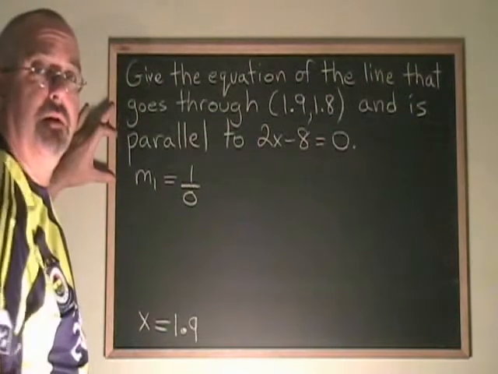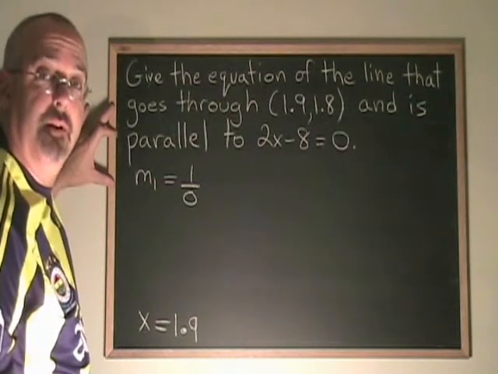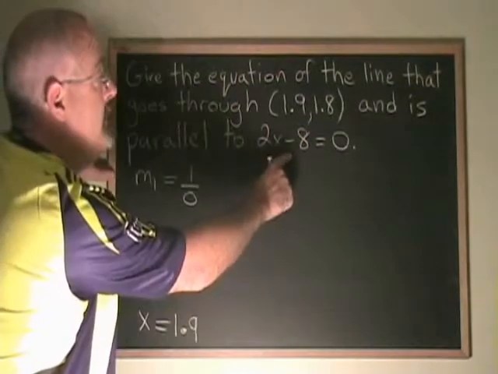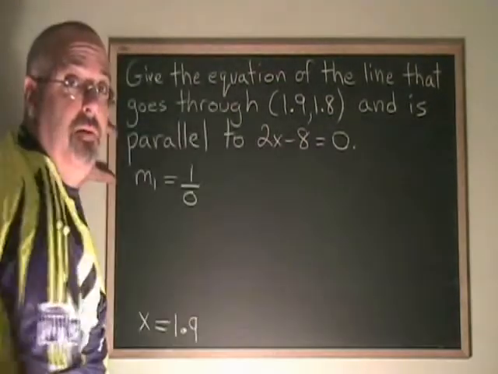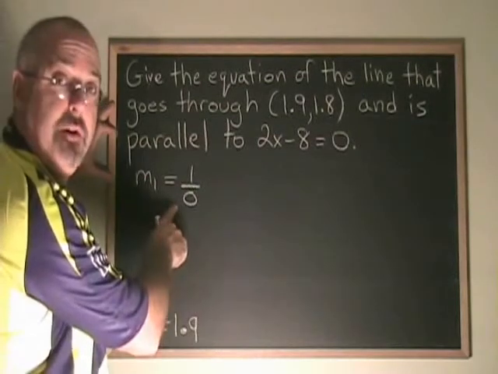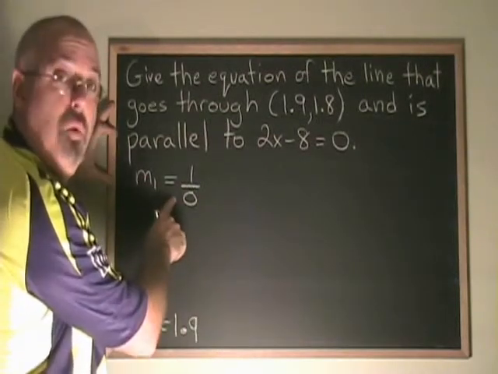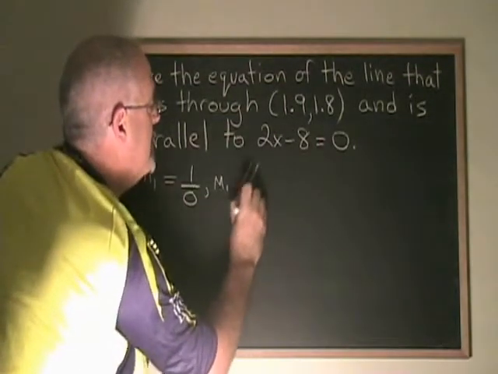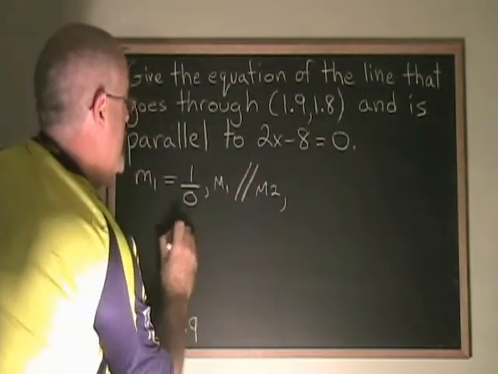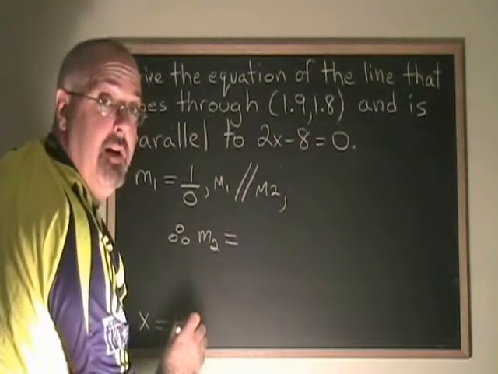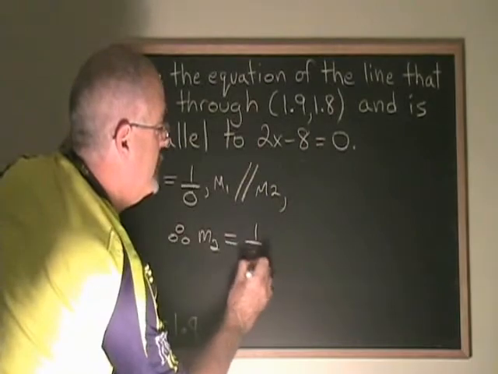So I know my answer, but I want to find a way of justifying it. All vertical lines have an undefined slope. And the easiest way to express an undefined slope in the form of a fraction is to say m1 is equal to 1 over 0. Since m1 is parallel to m2, m2 must also therefore have a slope of 1 over 0.